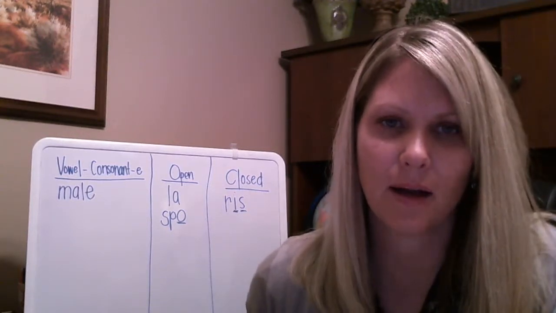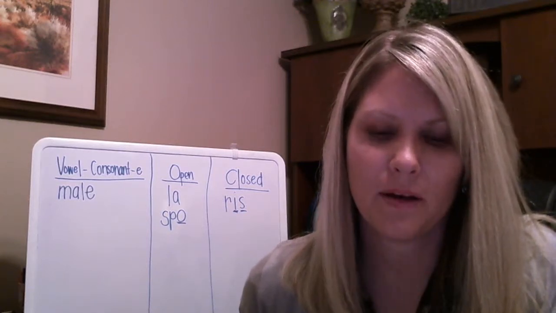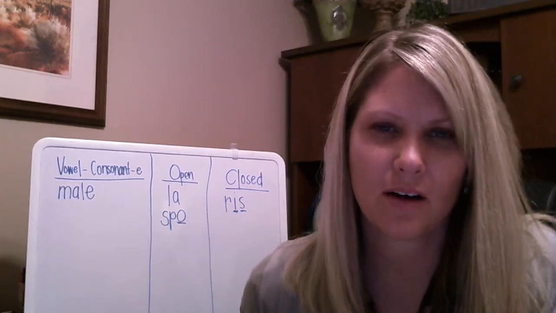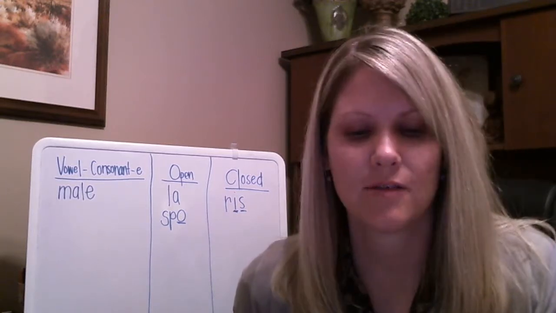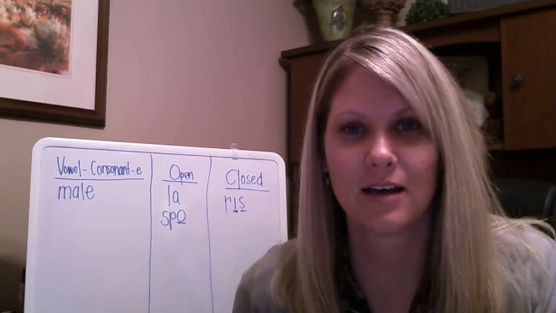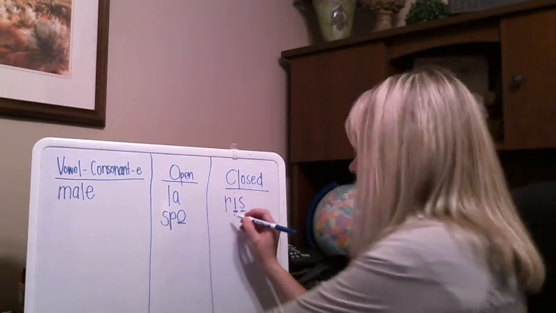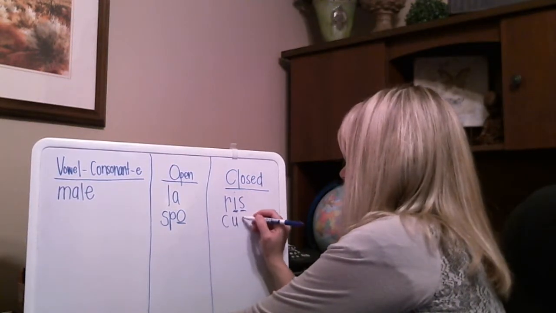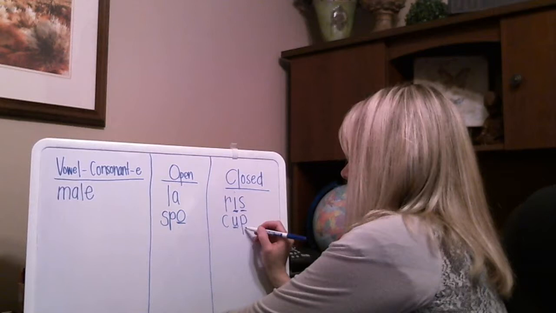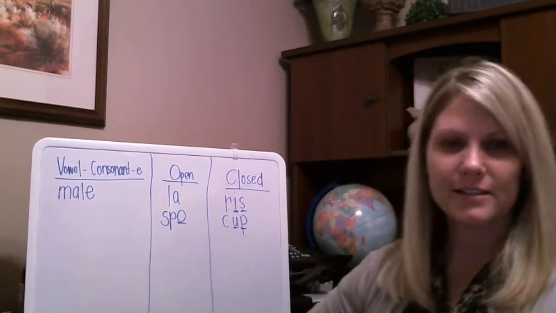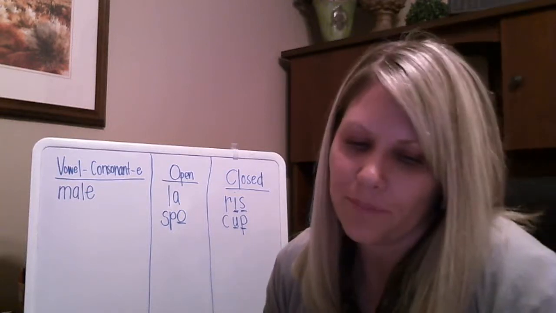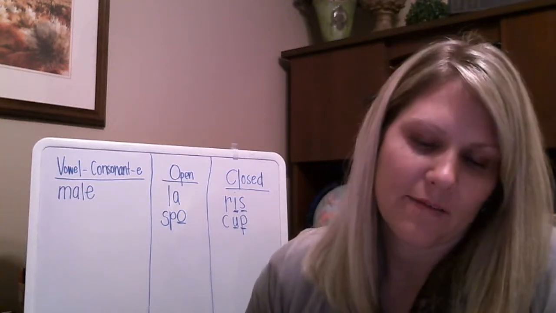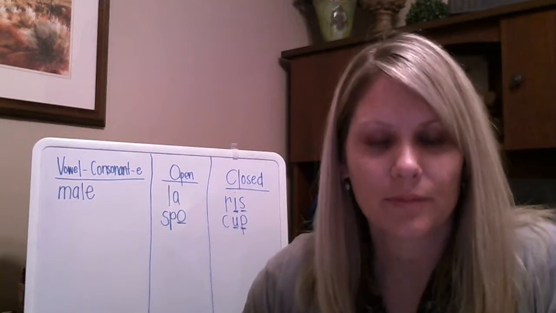Cup, cup. Is that an open, closed, or a vowel consonant E? Cup. Does the vowel have a long sound or a short sound? Cup. Okay, it is a closed cup. It's the short sound, and notice there is a consonant there, okay? So let's see if we can find another vowel consonant E word, okay?